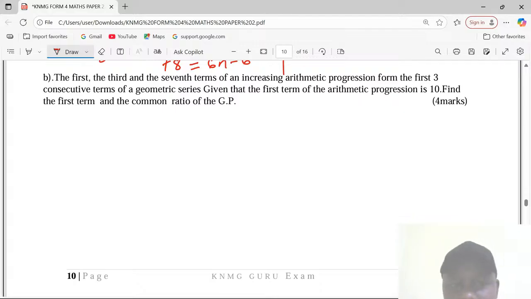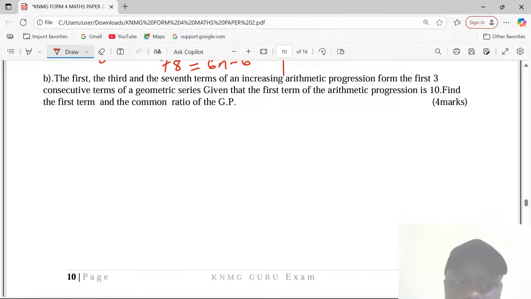The first, the third, and the seventh terms of an increasing AP form the first three terms of a geometric sequence or series. Given that the first term of the AP is 10, find the first term and the common ratio of the GP.